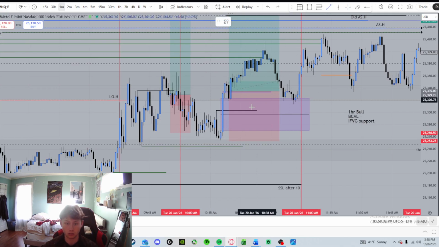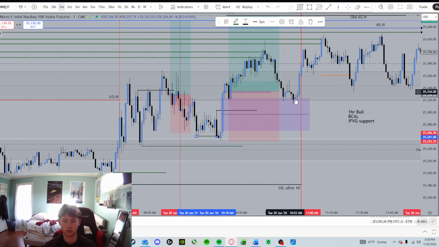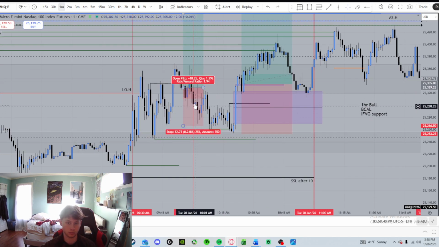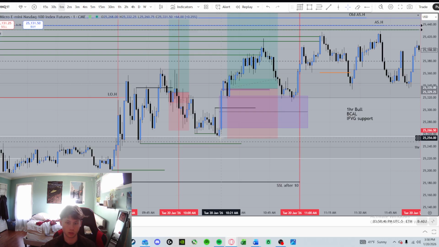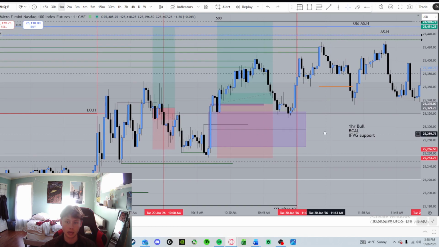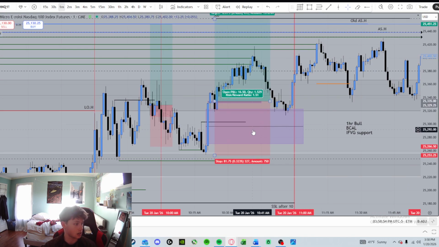Then we waited for an intermediate term low sweep, which was here. This was it. Low, lower low, higher low, intermediate term low, there. Swept itself, shot up, market structure shift. We entered on the second fair value gap here. Stop loss size was weird.